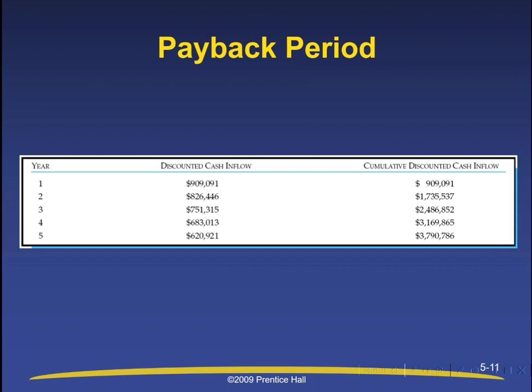Payback period. The payback period is divided into 3 columns. The first is the year, the second is discounted cash inflow, and the third is cumulative discounted cash inflow. We can see the first year, the discounted cash inflow is $909.91, and the cumulative discounted cash inflow is $909.91. We can also see year 2, year 3, year 4, and 5 payback period as shown in the table.